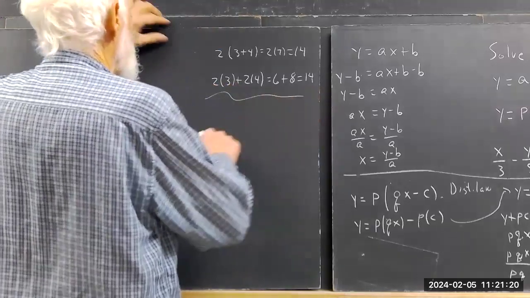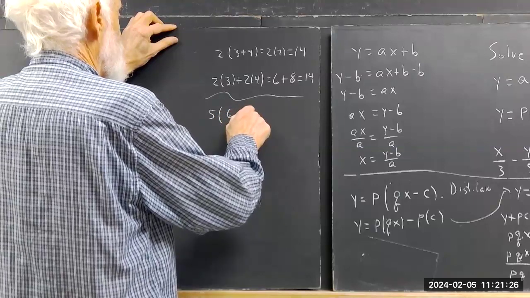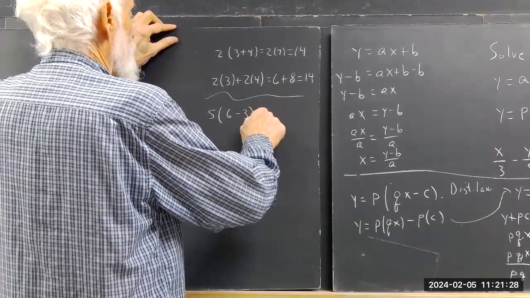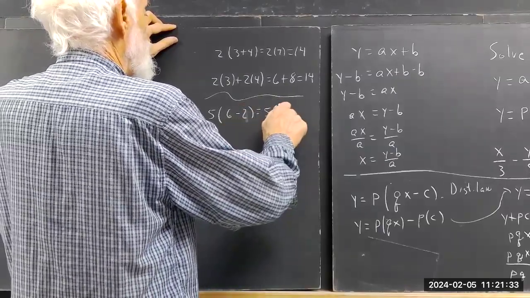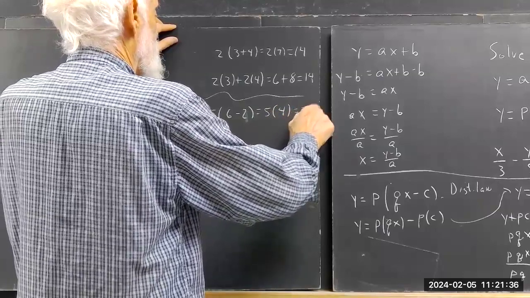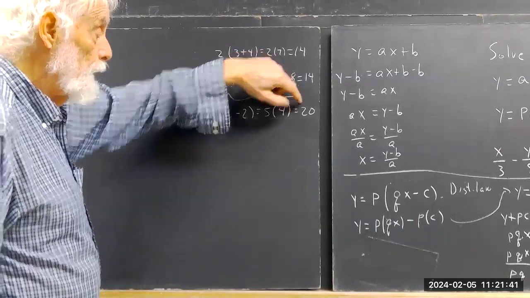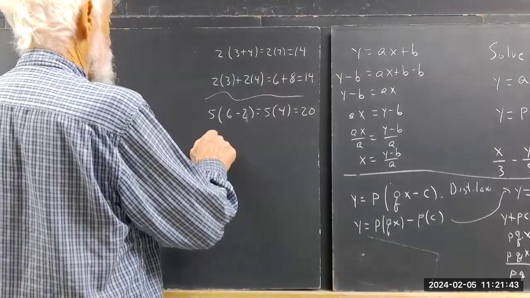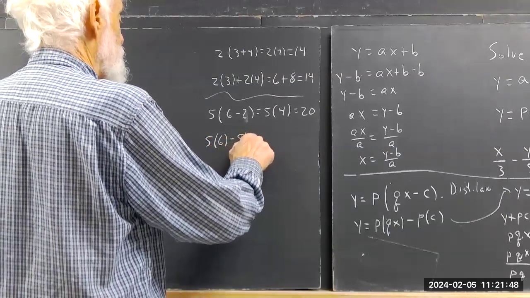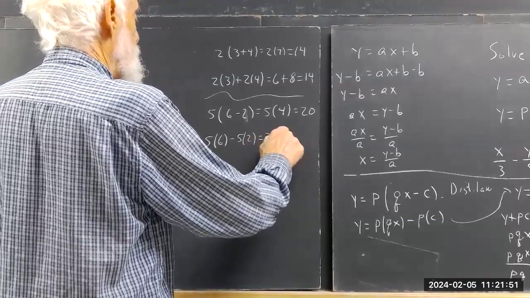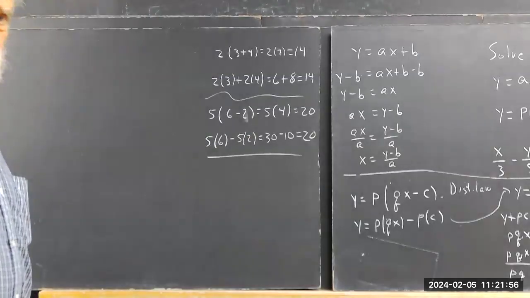And if I multiplied 5 times 6 minus 2, 6 minus 2 is 4, 5 times 4 is 20. Does it work if I use the distributive law? Yeah, that's 5 times 6 minus 5 times 2, which is 30 minus 10, which still equals 20. It's always going to work.